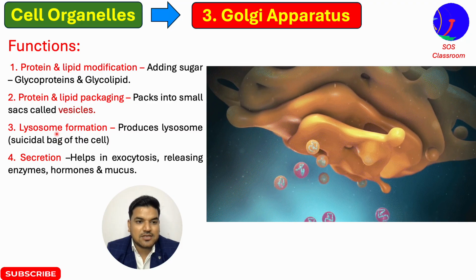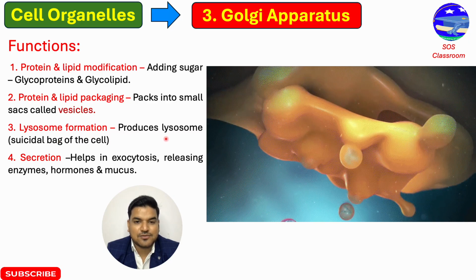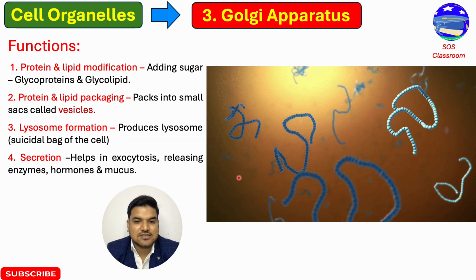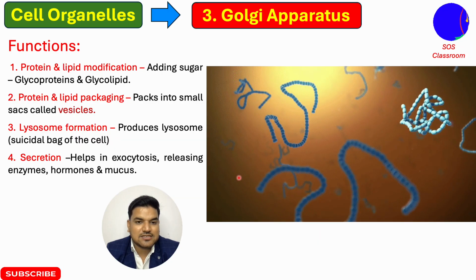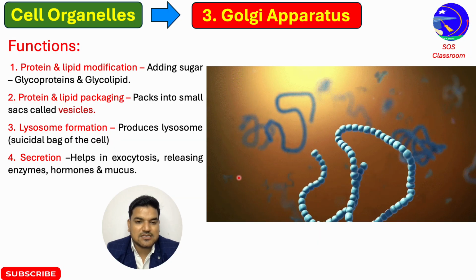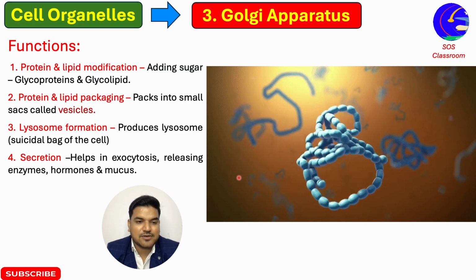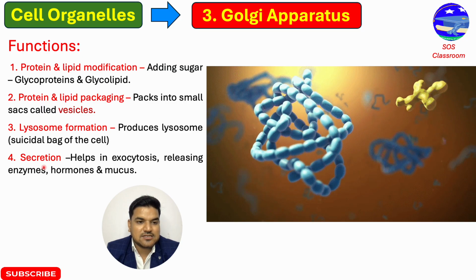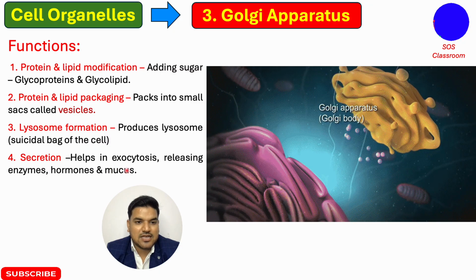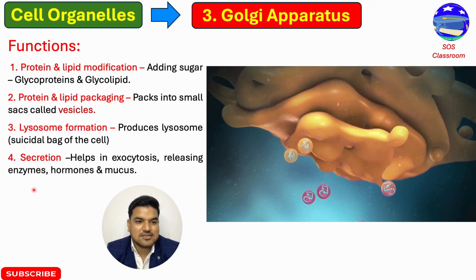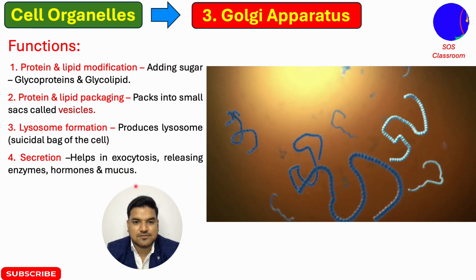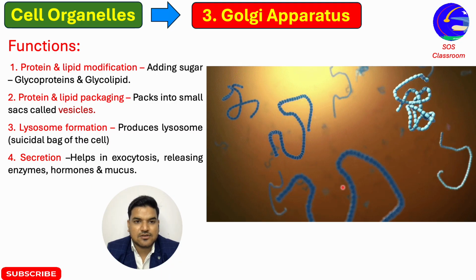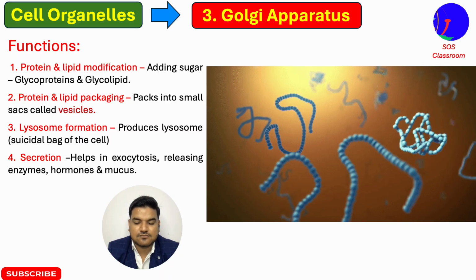Next is the formation of lysosomes. Lysosome contains hydrolase enzymes which help digest the cell when it is not working, or digest different types of toxic material present inside the cells. Next is secretion, which helps in exocytosis and releasing enzymes, hormones and mucus. So these are the four functions of the Golgi body.